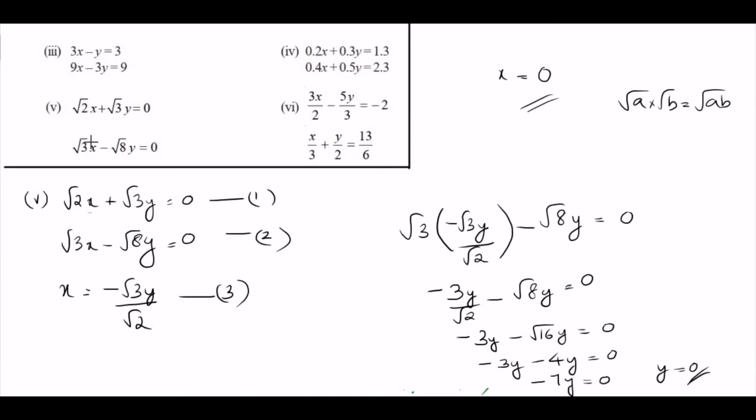That is, when you compare the ratios, you can see root 2 by root 3 is not equal to root 3 by minus root 8. That is, you will get a unique solution. So here x is equal to 0 and y equal to 0 is the unique solution for this pair of linear equations. That is, when you give x value as 0 and y value of 0, you get 0. Here also 0 minus 0, that is 0. So the sixth one you can do as homework.